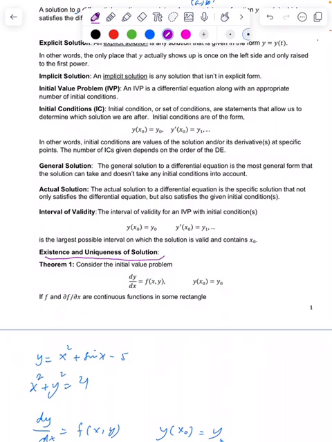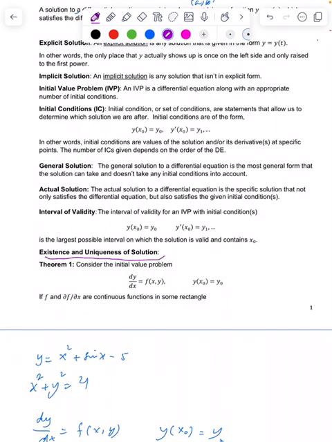Okay, existence and uniqueness. Then for different types of scenarios, we will have different theorems that will explain under what conditions you can have a solution of your differential equation. Most often they will be talking about the solution of an IVP.